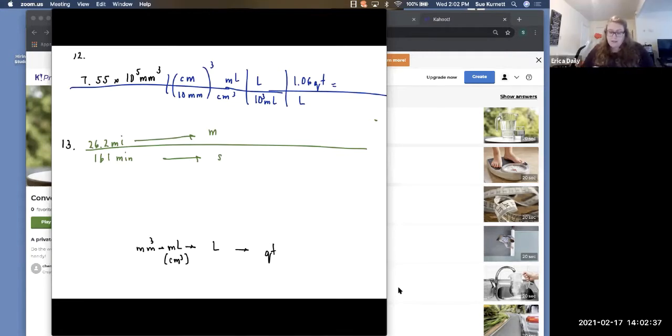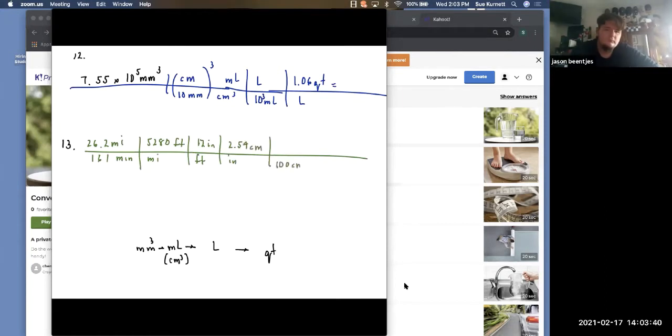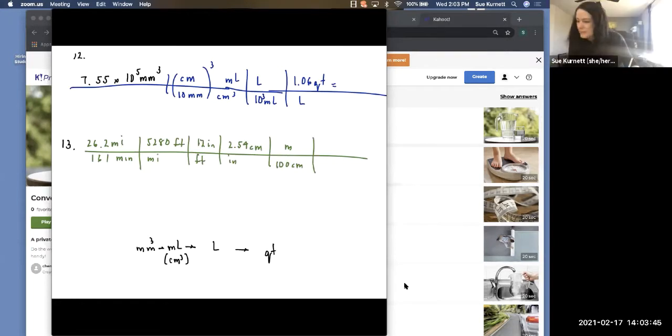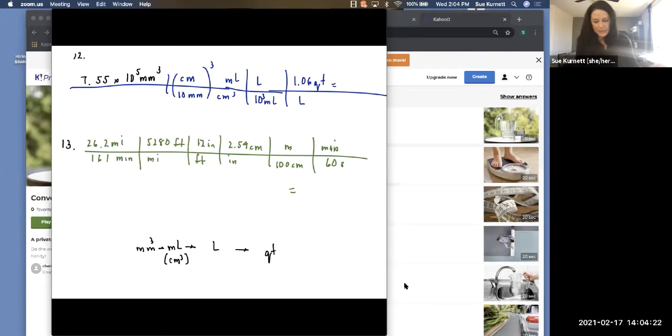For the top part, would it be miles to feet to inches to centimeters to meters? Yes. Okay. That's what I did first, so. And then minutes and seconds. Okay, so I came up with something like, let's see, 4.36. Did anybody else get that? And my units are meters per second. Everything else canceled.